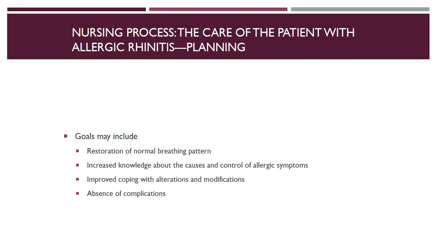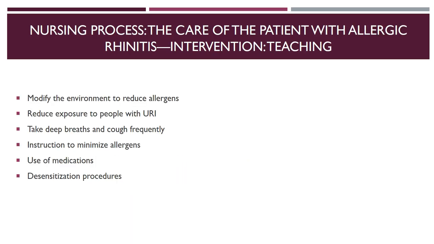For planning, goals may include restoration of normal breathing pattern, increased knowledge about the causes and control of the allergic symptoms, improved coping with alterations and modifications, and absence of complications. Interventions include teaching, modifying the environment to reduce allergens, reducing exposure to people with upper respiratory infections, taking deep breaths and coughing frequently, instruction to minimize allergens and use of medications, and desensitization procedures.